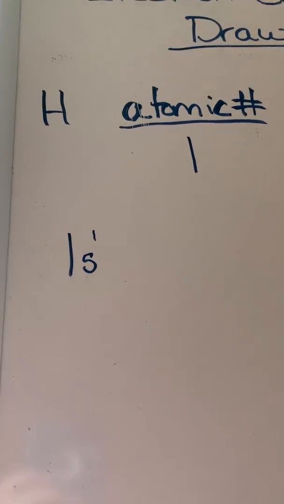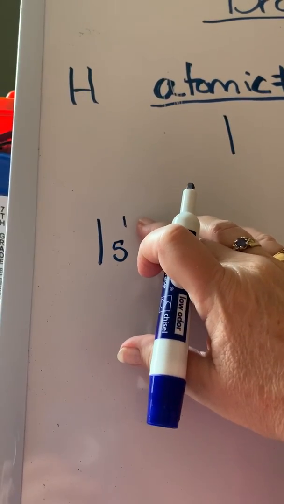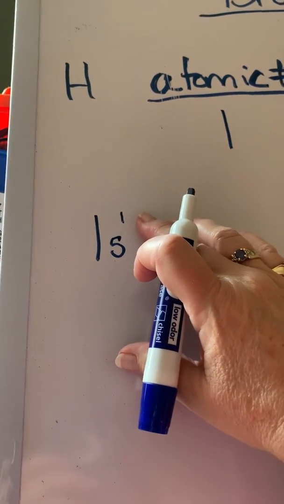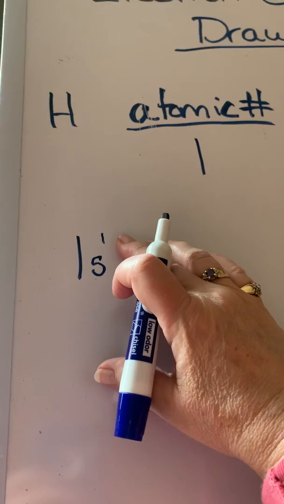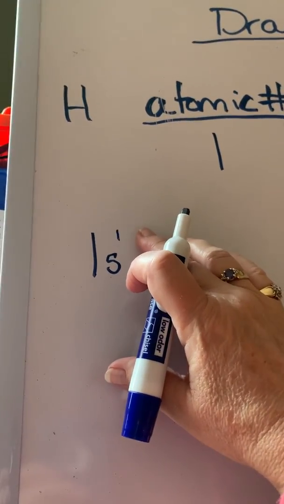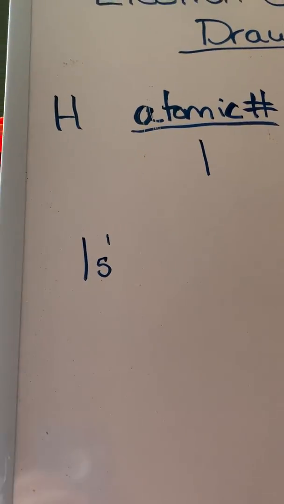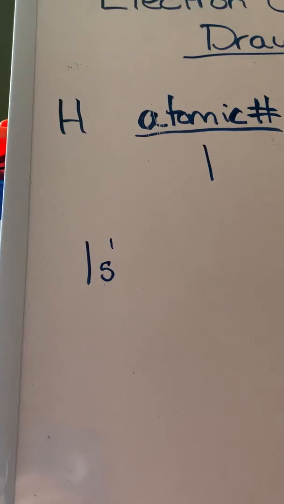Now, I know that in math class, you don't put an exponent up there. It's understood if it's a 1. But in an electron configuration drawing, you actually put the number 1 there. It's there, it goes there. So this is correct. This tells us we have 1 energy level, 1 sublevel, 1 electron total.